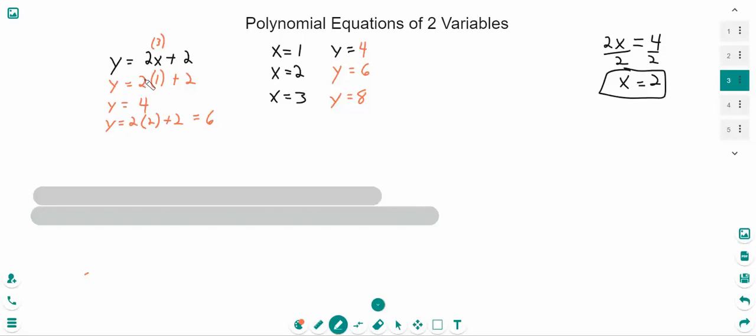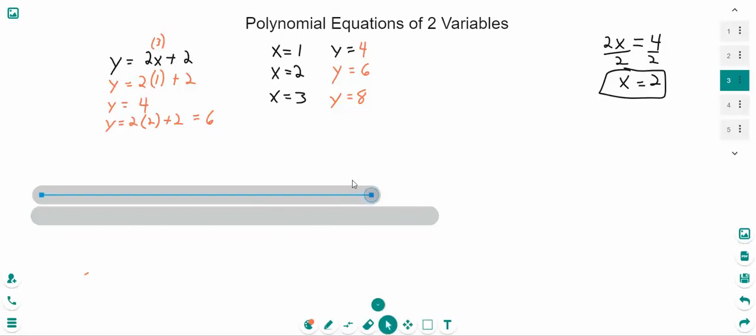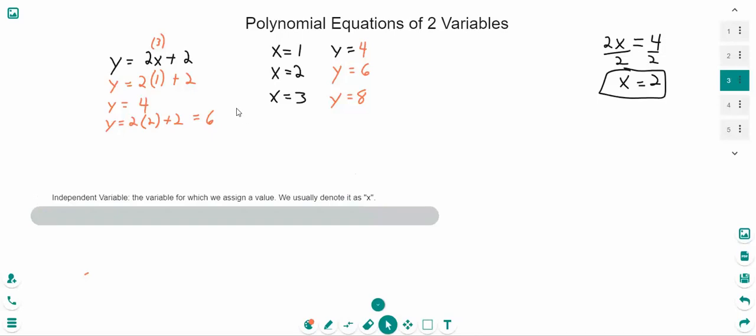All right? So when we talk about solving this particular kind of equation, we have terms that we use. And the first term is an independent variable. We need to select an independent variable. So let's throw up a definition here. So an independent variable is the variable for which we assign a value. Okay? We usually denote it as an x. So the independent variable is the one that we first choose a value for. Like this x up here. I first said, well, let's just give x an x value.